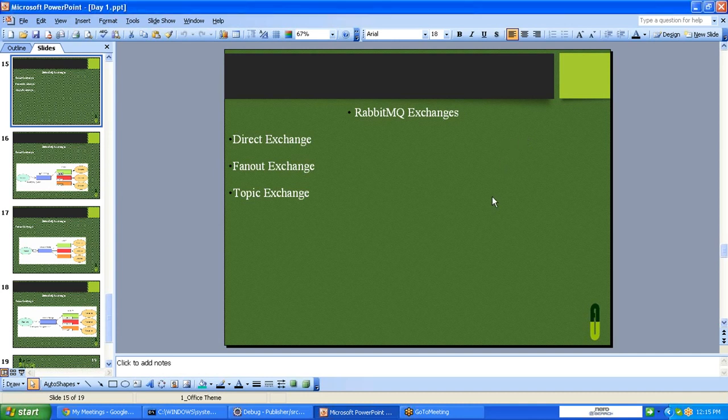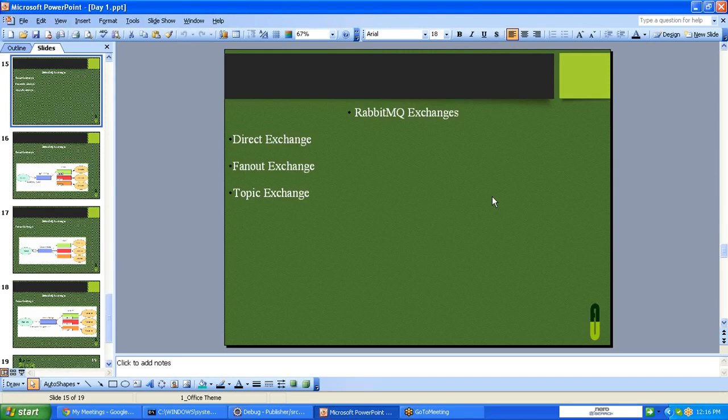So far, we have seen the basic example of hello world. Now we'll go with the types of exchanges. Exchanges are nothing but what happens when you send a message from the producer to the broker, and then the broker sends the message to the consumer.